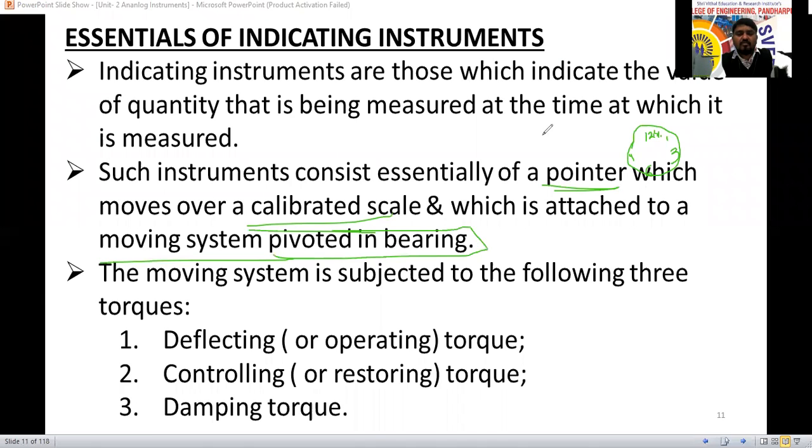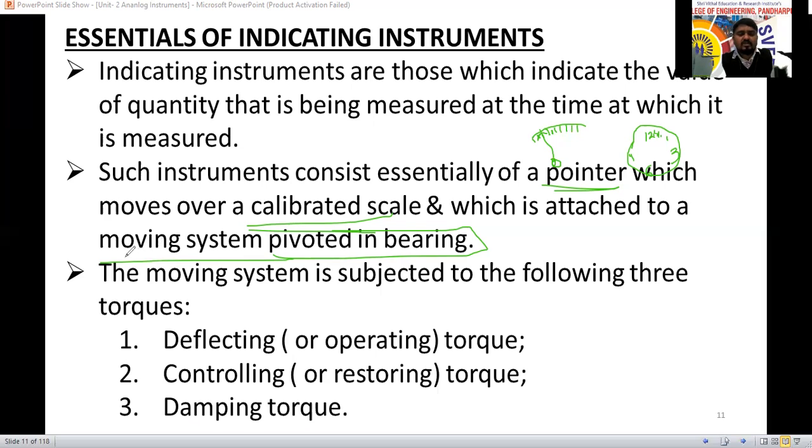Why are the bearings required? Is the pointer a moving part or a constant part? The pointer is the moving part. The pointer should have to move. It should have to indicate the value over there. So for that reason, we are going to use pivoted bearings, and it is connected over there. The bearings are there inside that one. It is going to help to rotate that one to indicate the value here.